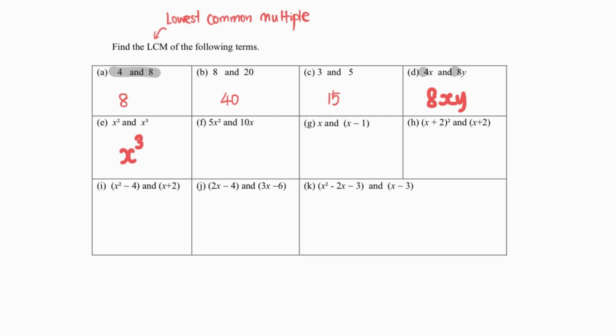So 5 and 10. What's the lowest common multiple between 5 and 10? As we look at 5 and 10. Yes, 10. And x squared. x and x minus 1. Oh, this is straightforward. x minus 1 and x are unlike terms. So this one will be just x times x minus 1.